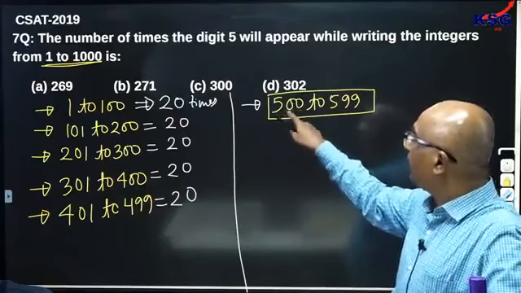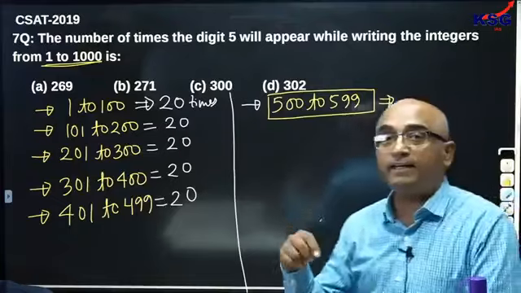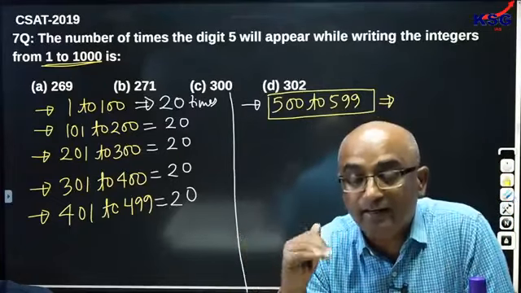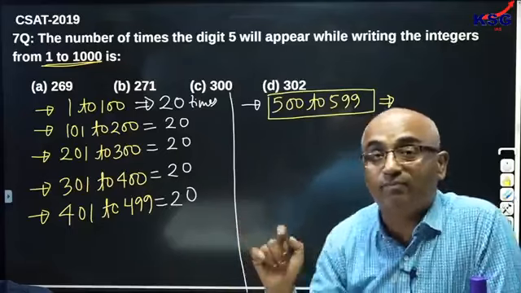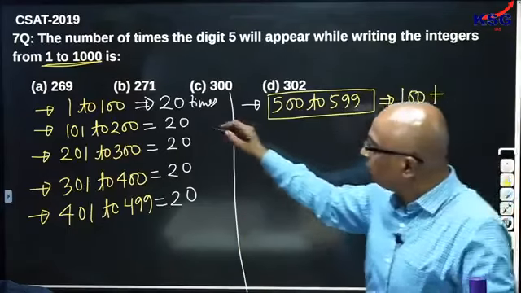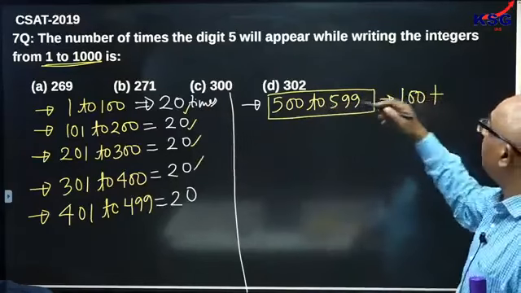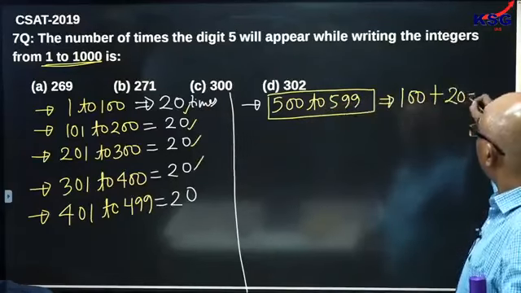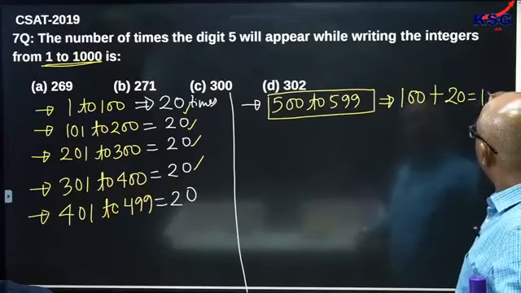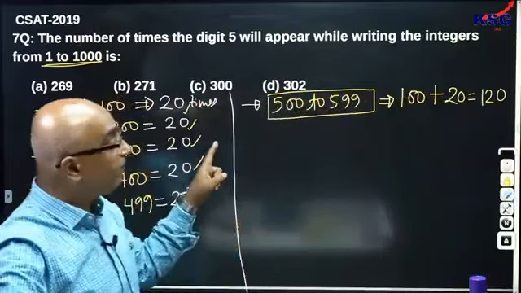So here each and every number begins with 5. And in 500 to 599, how many numbers are there? 100 numbers are there, and each and every number begins with 5. So 100 times 5, plus the 20 that was coming from before, those 20 will also be there in the units place and tens place. So therefore, 120 times 5 appears from 500 to 599.